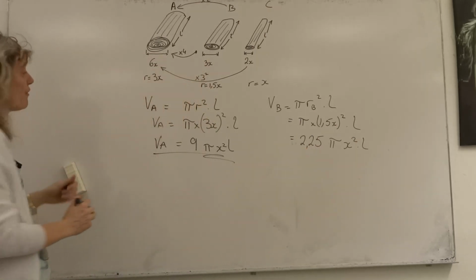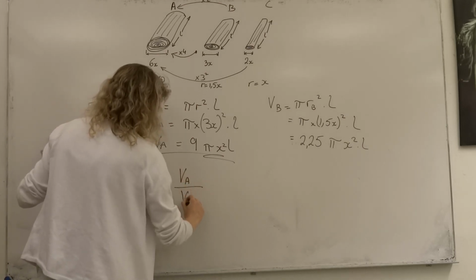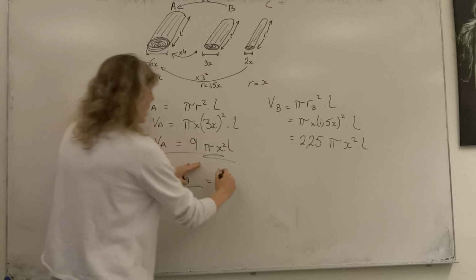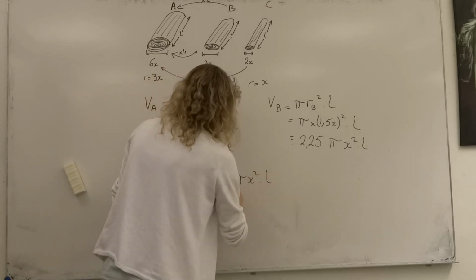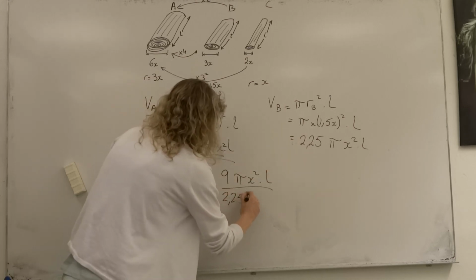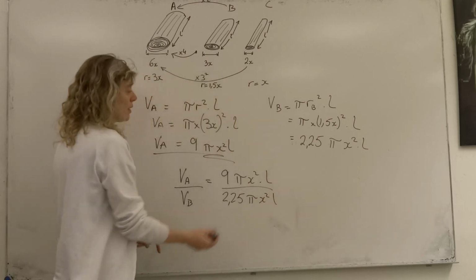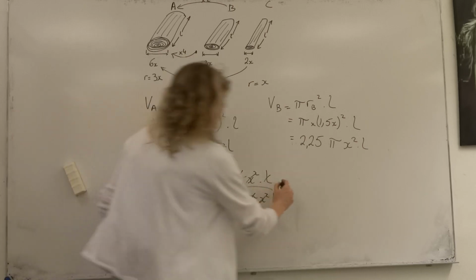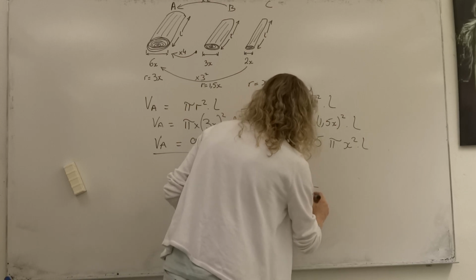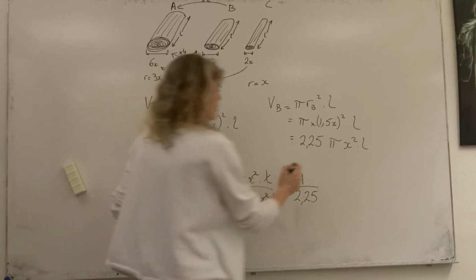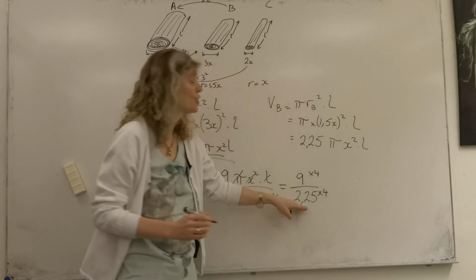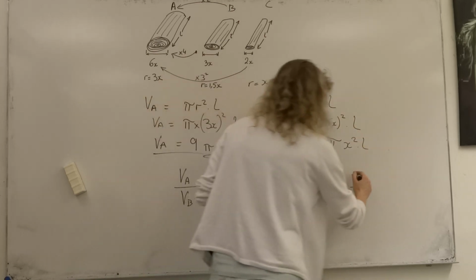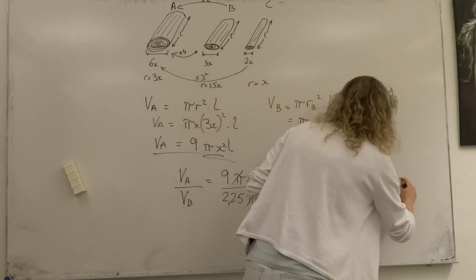So if we're going to compare the volume of A with the volume of B, how many times larger is A than B? We just divide the volume A by the volume B. Volume A is 9 pi x squared times L, and volume B is 2.25 pi x squared times L. Pi divides by pi to give us 1, x squared divides by x squared to give us 1, and L divides by L. So we have 9 divided by 2.25. If we multiply top and bottom here by 4, 2.25 multiplied by 4 will give us 9 on the bottom. And 9 times 4 will give us 36. So we get 36 divided by 9, so it's 4 times larger.